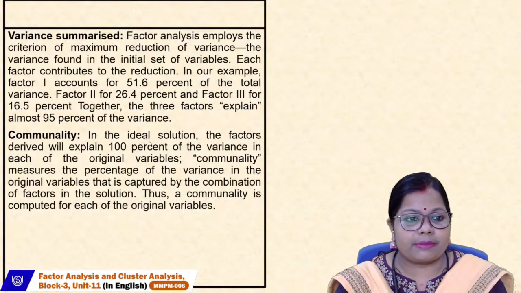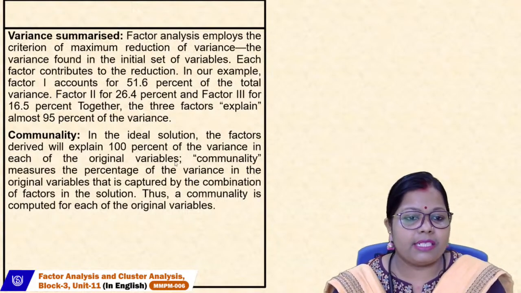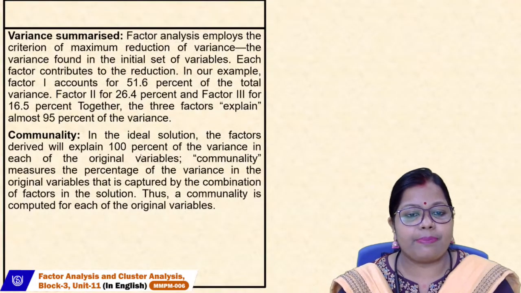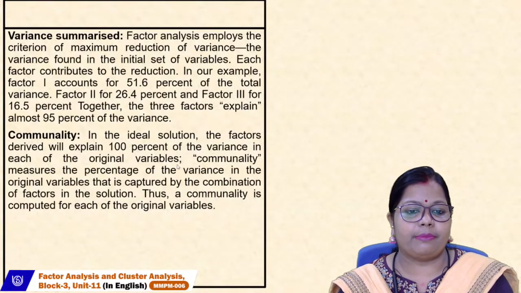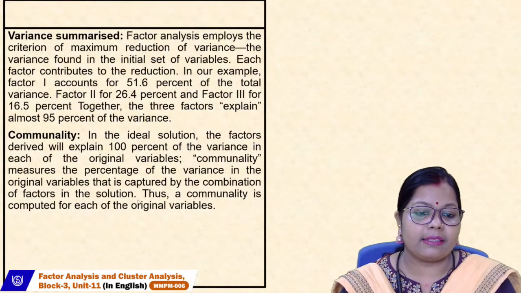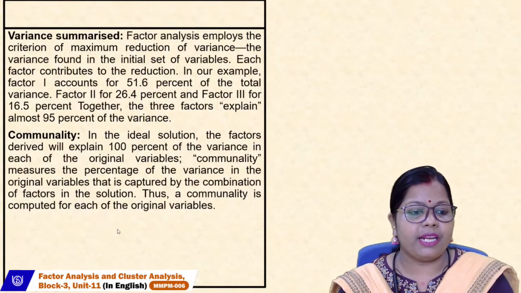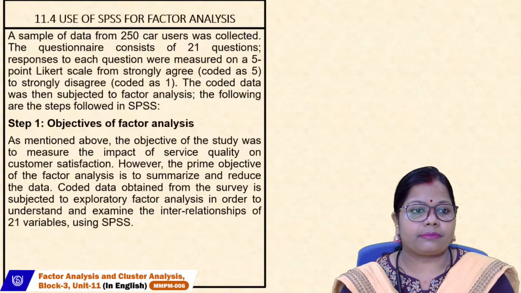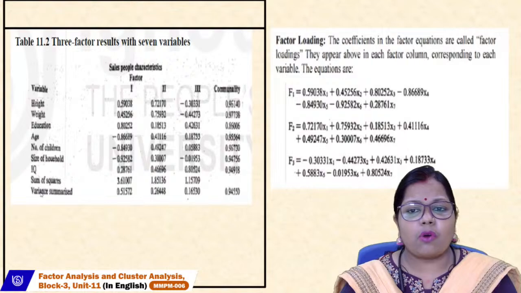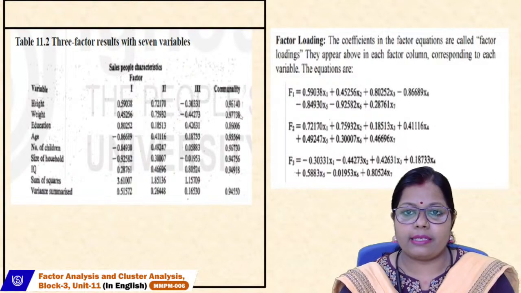Coming to the communality, as we discussed, the ideal solution of the factors derived will explain 100% of the variance in each of the original variables. Communality measures the percentage of the variance in the original variables that is captured by the combination of the factors in the solution. So a communality is computed for each of the original variables. So it was all about the calculation of factor analysis.